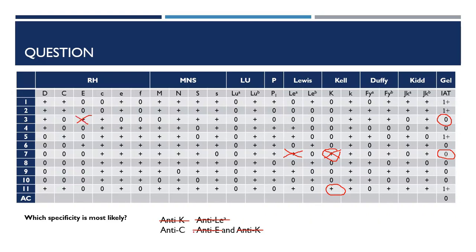So, as we noted on our previous rule out panel, anti-big C is the most likely specificity, and in fact that matched the pattern of reactivity. So we've ruled out all of these other ones as improbable, and we have additional information that anti-big C is the best answer for this question.